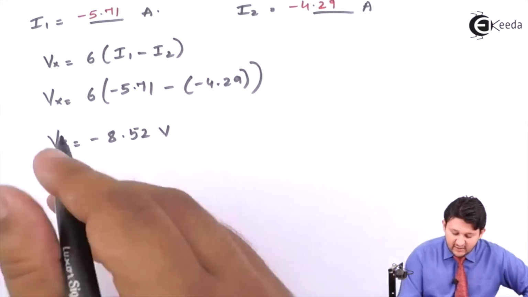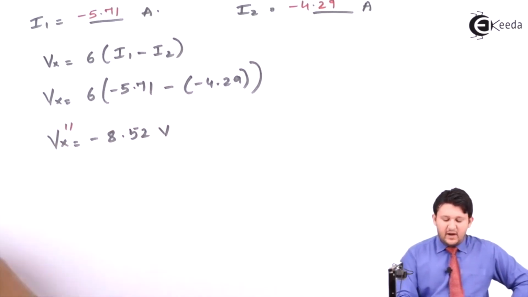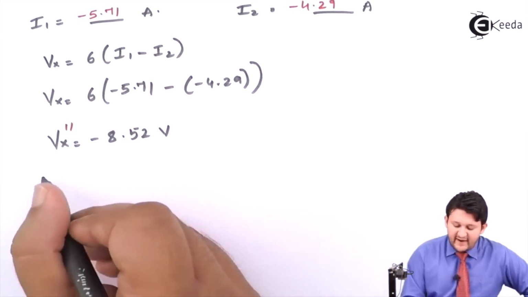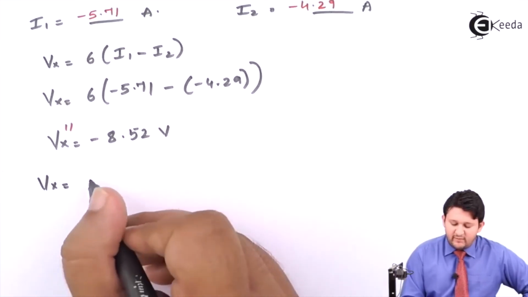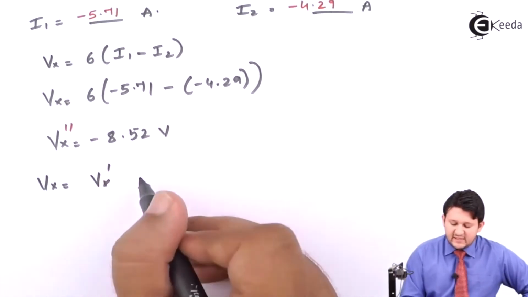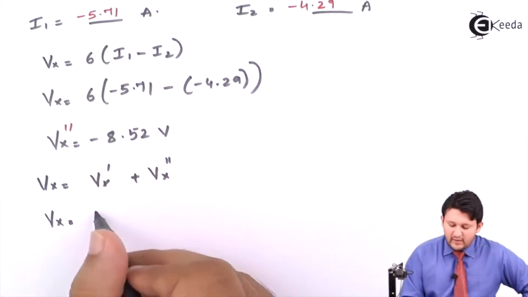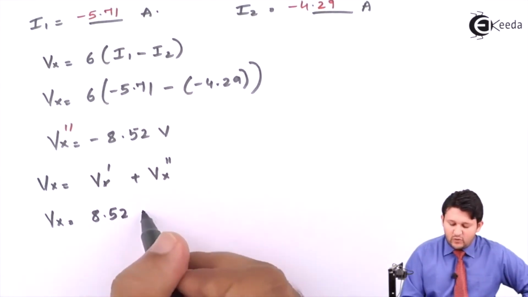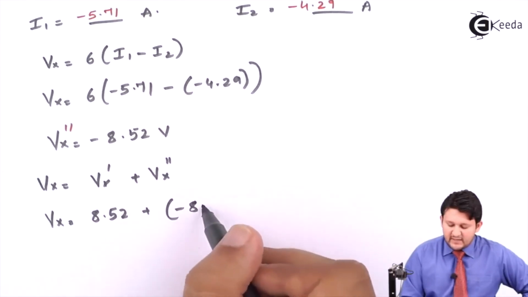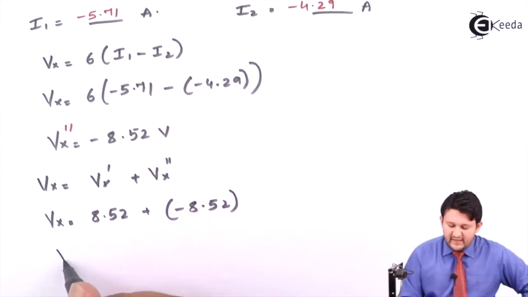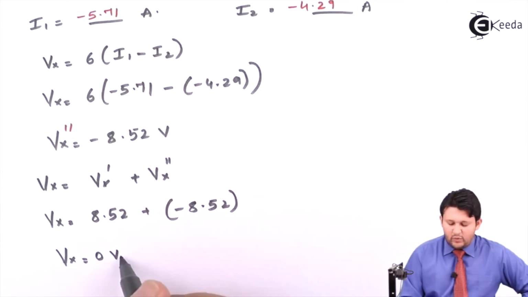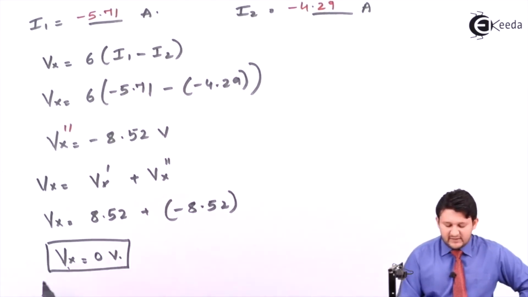Since it was in the second condition, you'll put a double dash. Ultimately, the question said find Vx, so there will be an addition of both cases. It will be Vx dash plus Vx double dash. So Vx is equal to the first condition, 8.52, plus the second condition, minus 8.52. So your Vx ultimately will be 0 volt. That was your final answer for this.